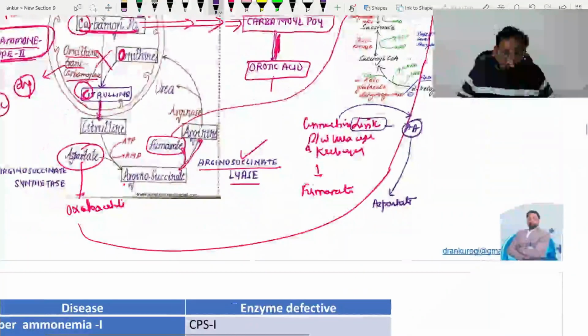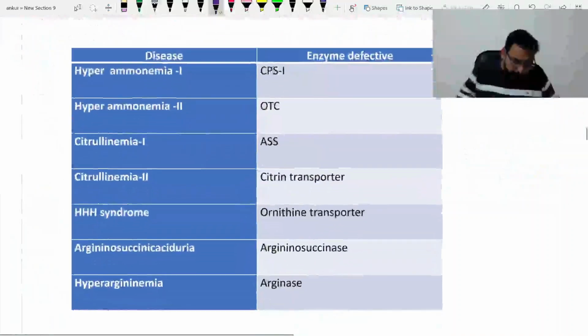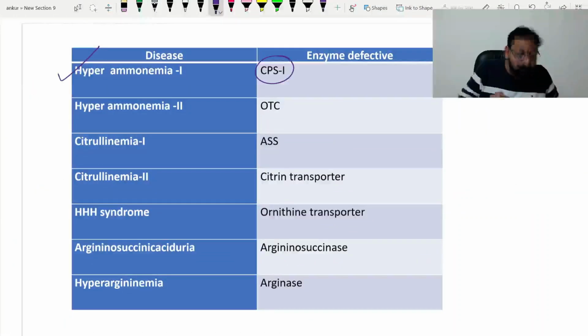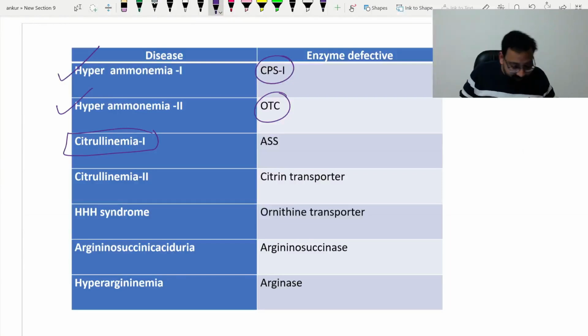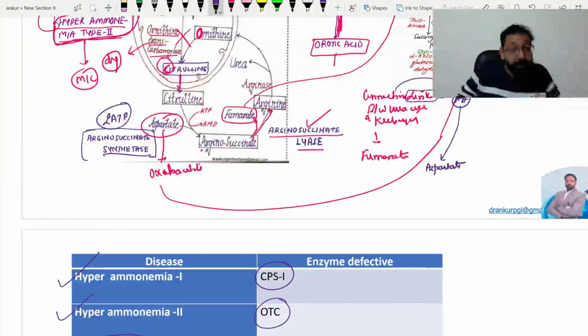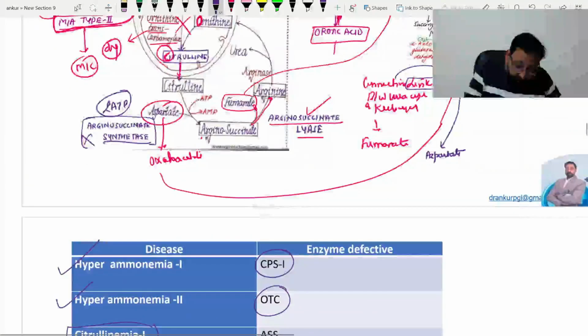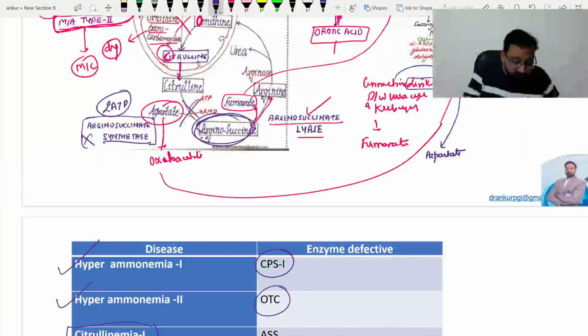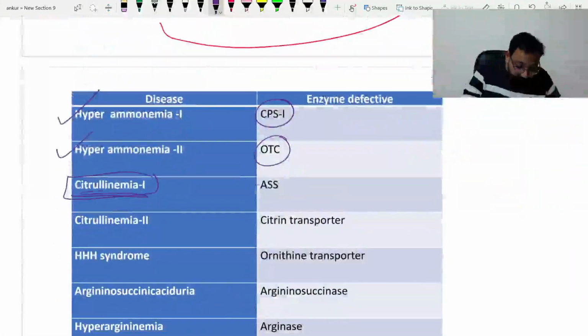Clear? Now, a little bit faster. Hyperammonemia type 1: CPS1 is deficient. Type 2: ornithine transcarbamylase is deficient. Citrullinemia: argininosuccinate synthetase, in which two ATPs are used. Whenever ATPs are used, the enzyme is a synthetase. So if argininosuccinate synthetase is deficient, citrulline will not be converted to argininosuccinate, and citrulline will increase. That's why citrullinemia.